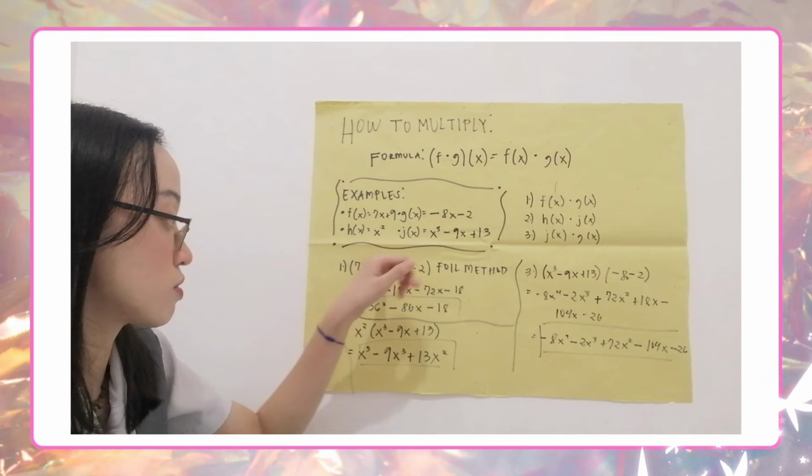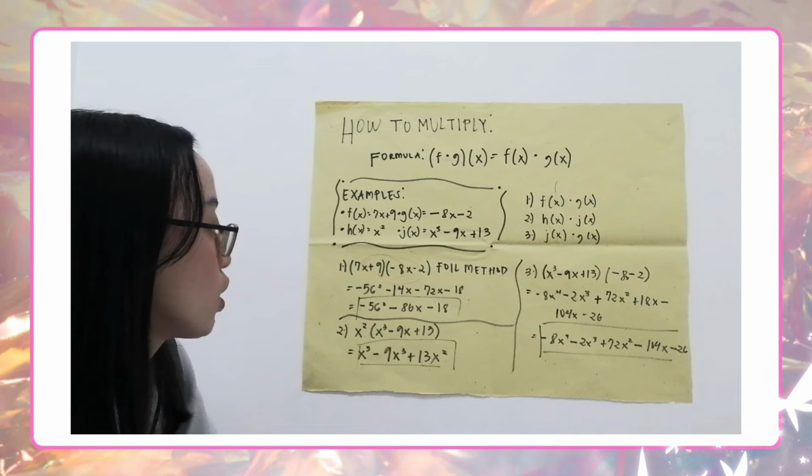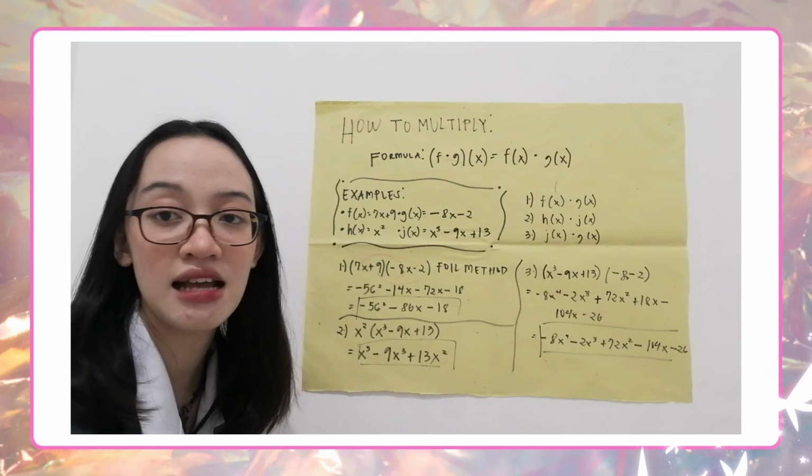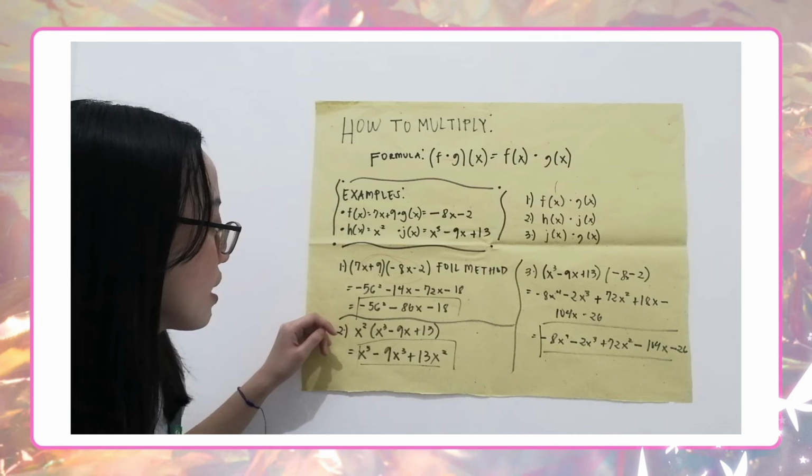So, ayun, negative 56 squared minus 14x kasi 7x times negative 2. Next naman is 9 times negative 8x is 72x, and then 9 times negative 2 is negative 88. Finally, simplify lang natin.